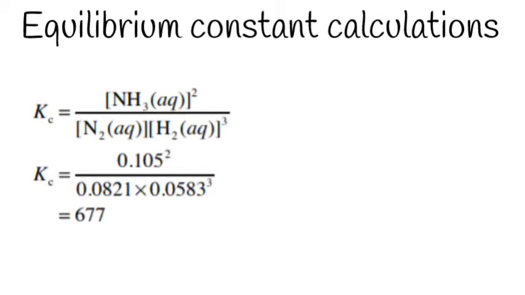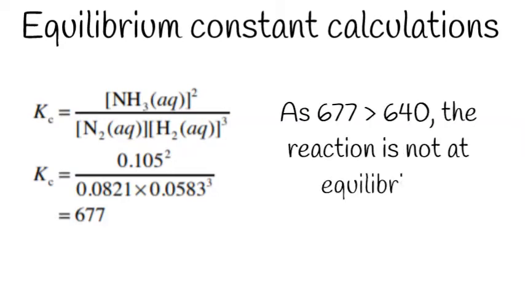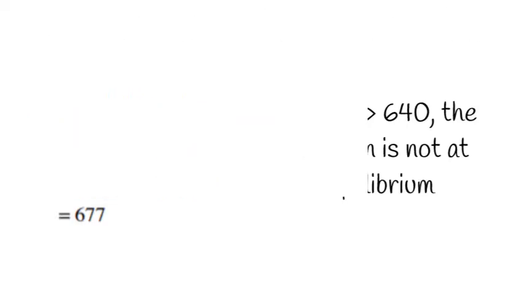Let's now go through how to answer that question. The first thing you need to do is write the Kc, or equilibrium constant expression, for the equation. Then you need to substitute the numbers in at the right spot, 0.105 for NH3, 0.0821 for N2, and 0.0583 for H2. And don't forget to raise each number to the correct power. Doing this, we get the answer 677, which is not the same as the given equilibrium constant of 640. That means this reaction is not at equilibrium because the two numbers aren't equal.